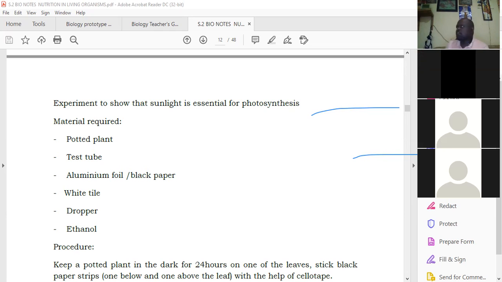Why do we need a control experiment in this case? And what is that control experiment?